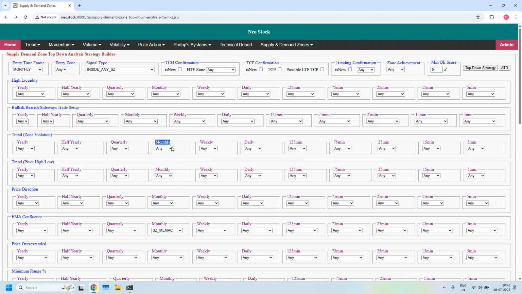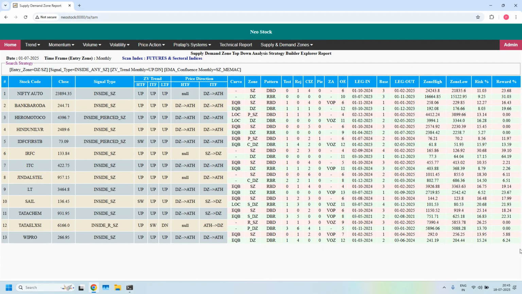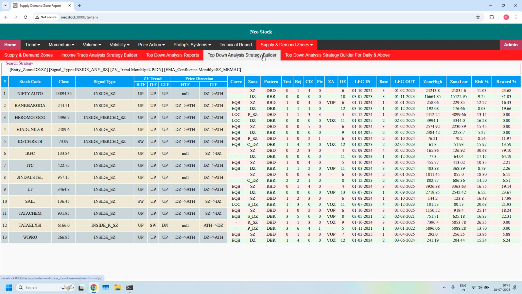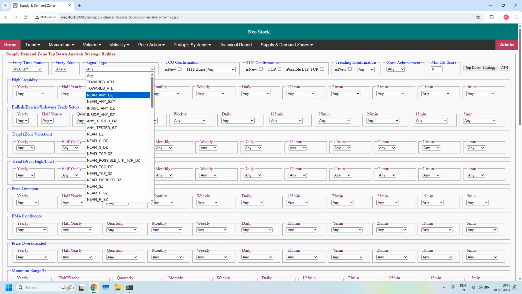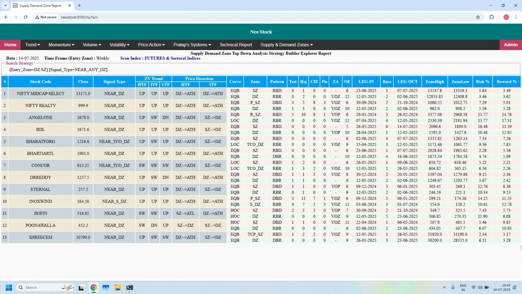Trend on the monthly should not be sideways, can be up or down. We got 13 stocks. So this is about monthly time frame. Next time frame is weekly. Stocks near to the weekly demand zone, we got 13 stocks.